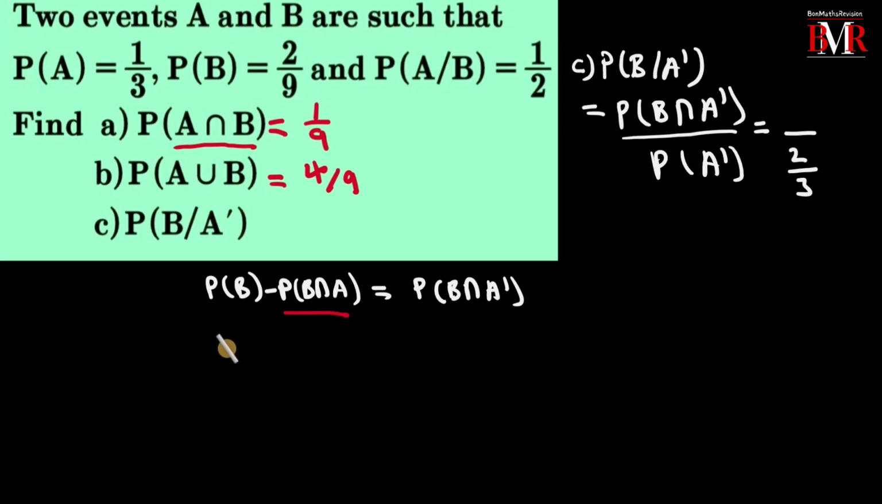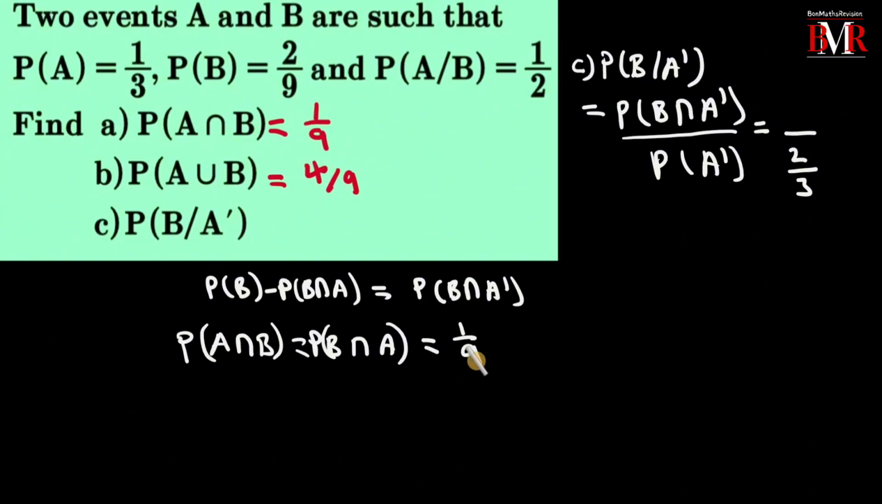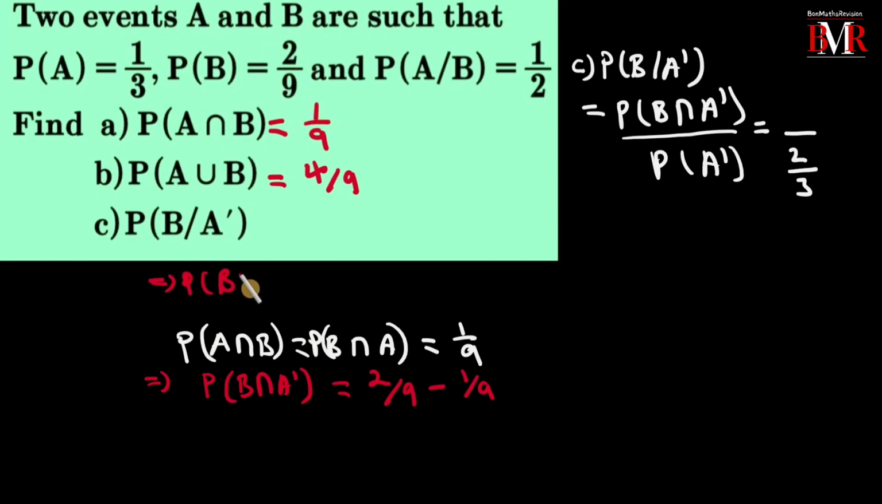You know, from the intersection of sets, A intersection B is equal to B intersection A. That means the probability of A intersection B is equal to the probability of B intersection A, which is equal to 1/9 from the A part of the question. Now, probability of B intersection A is 1/9, so I need to substitute here. That means probability of B intersection A prime is equal to 2/9 minus 1/9. That is, probability of B is 2/9 from the question. That means probability of B intersection A prime is equal to 1/9.